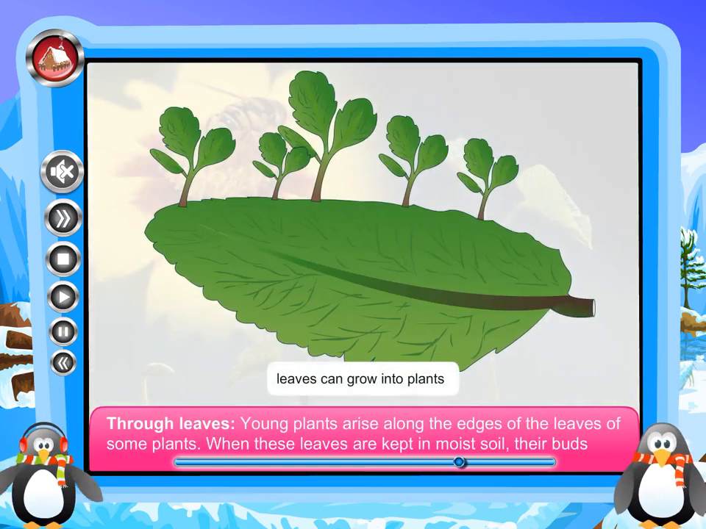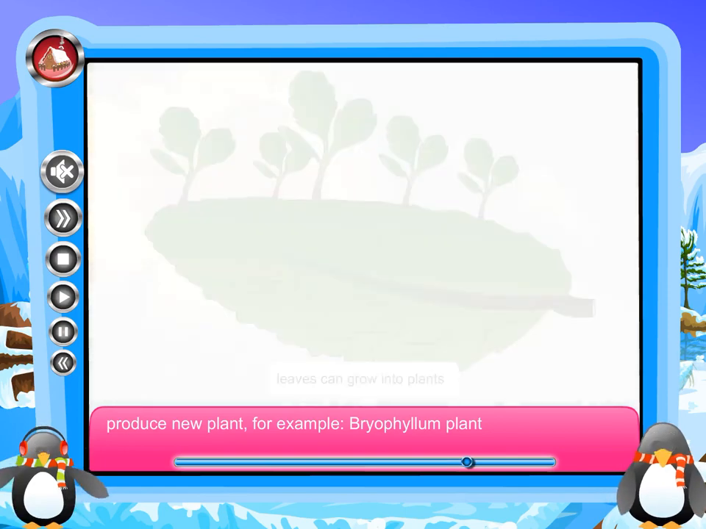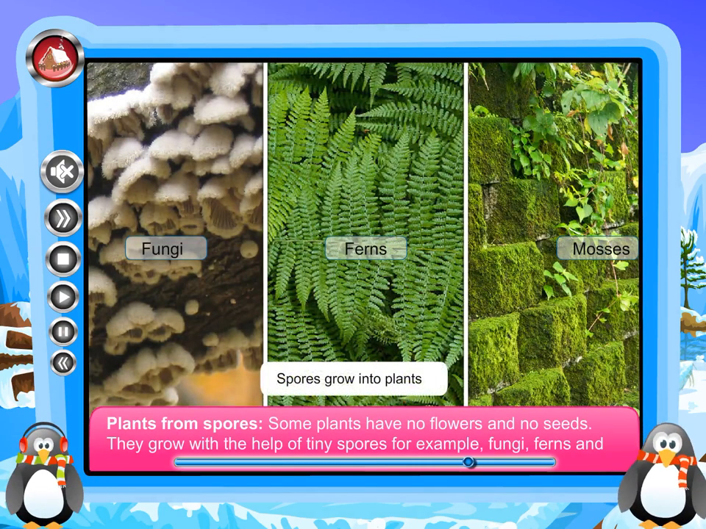Through leaves. Young plants arise along the edges of the leaves of some plants. When these leaves are kept in moist soil, their buds produce new plants. For example, Bryophyllum plant.